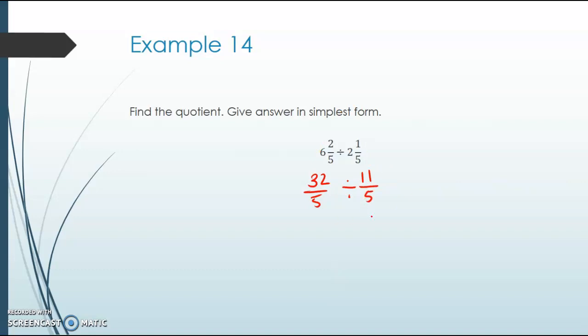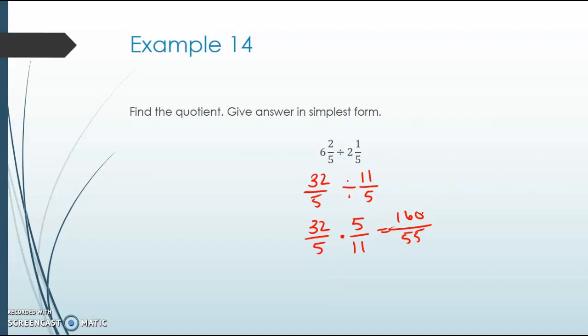Now remember, when we're dividing fractions, we're going to actually multiply by the reciprocal, being the flip of the second fraction. So we're going to do 32 over 5 times 5 over 11. And then from here, I'm going to multiply. So 32 times 5, which equals 160. And then 5 times 11, which is 55.